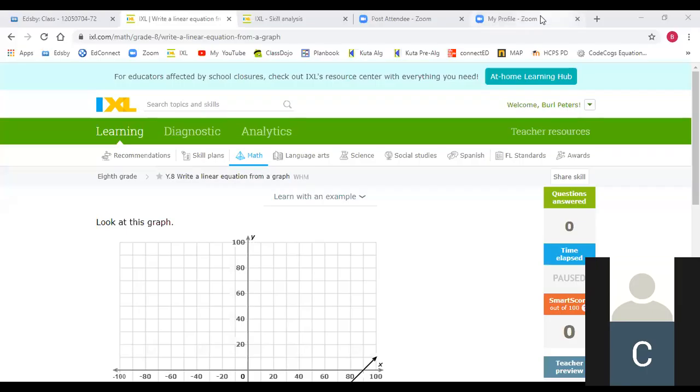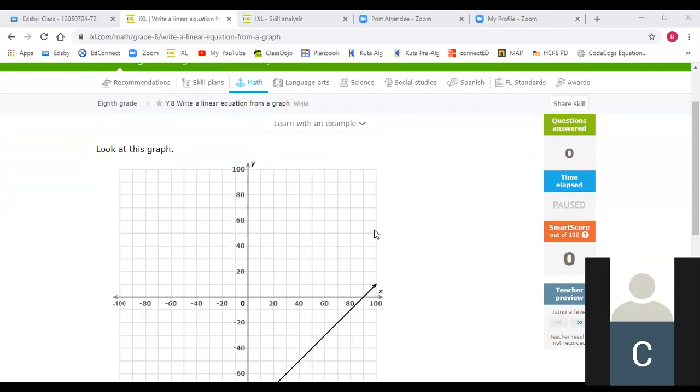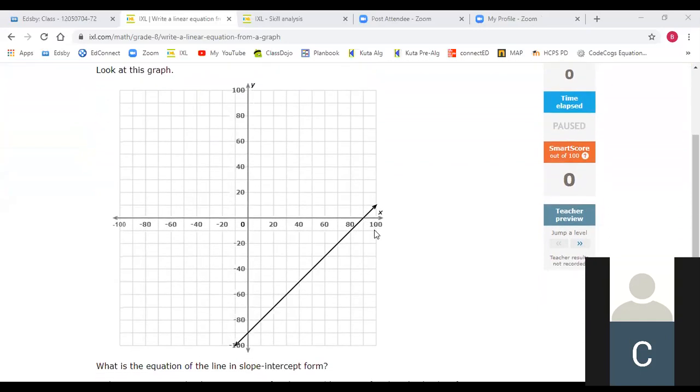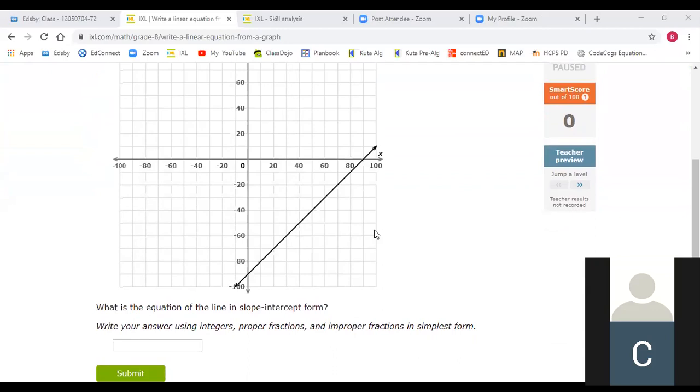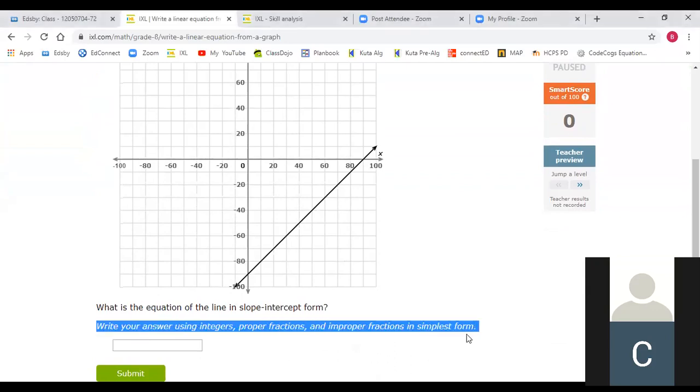Okay, so on the IXL section, we'll break up into groups here in a little bit to work on this. They are going to show you a graph, and then they want you to write it into slope-intercept form. Notice down here it says write your answer using integers, proper fractions, and improper fractions in the simplest form. So don't write something like 10 over 100, because 10 over 100 would simplify to 1 over 10. So always make sure to simplify your fractions if you get those types of fractions.